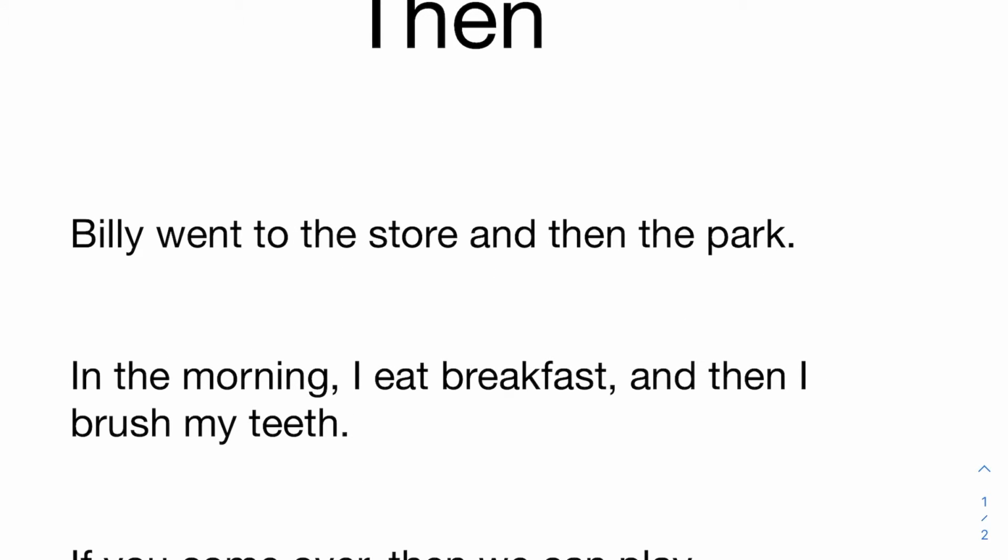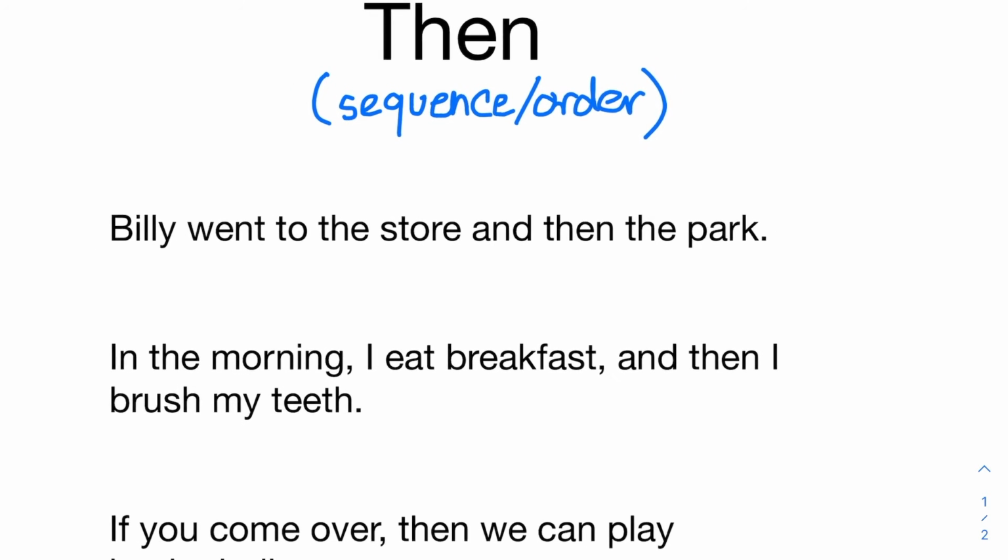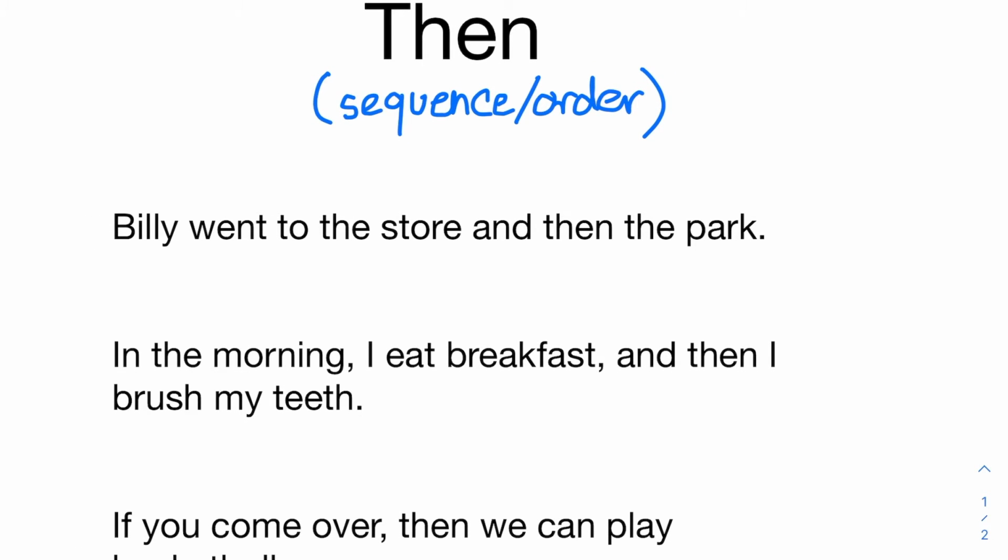First, we'll focus on the word "then." When we see the word then, we want to think of this as a word that deals with sequence or order. So it has to do with the order of things. And think of those key words like first, second, third, before, after. Those are oftentimes good indicators that we're dealing with order. And we'll see a few examples of how "then" is used in sentences where we're looking at the order of things.